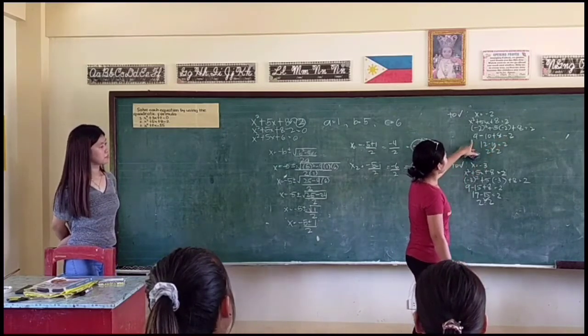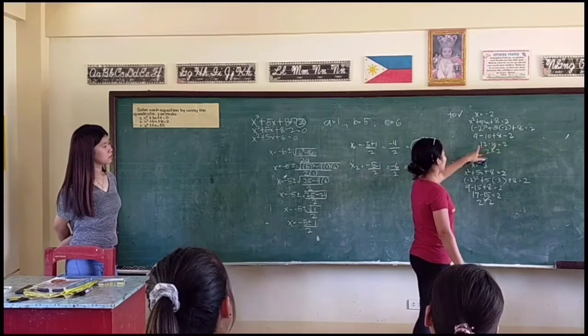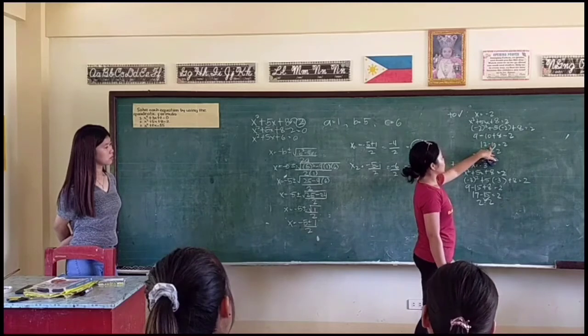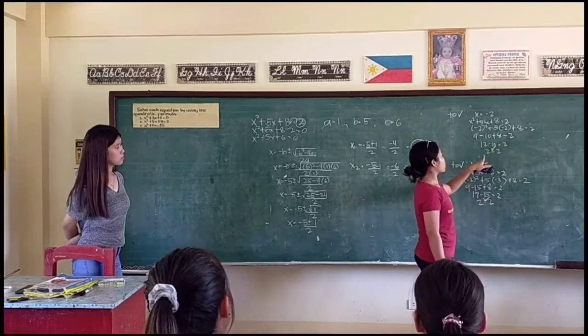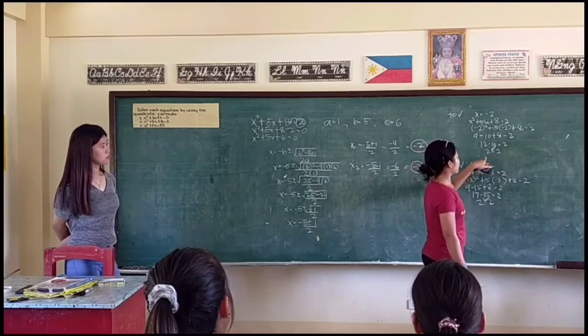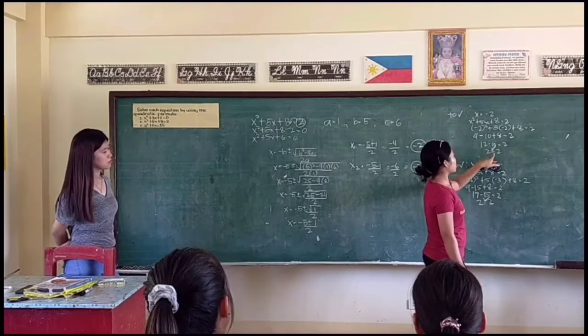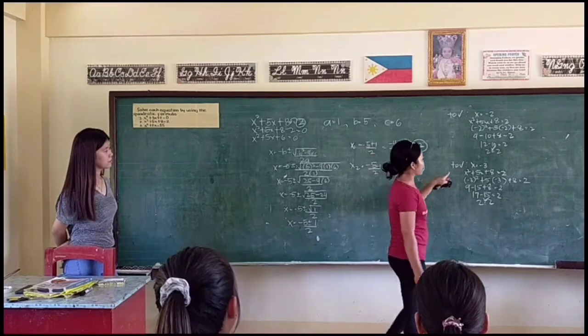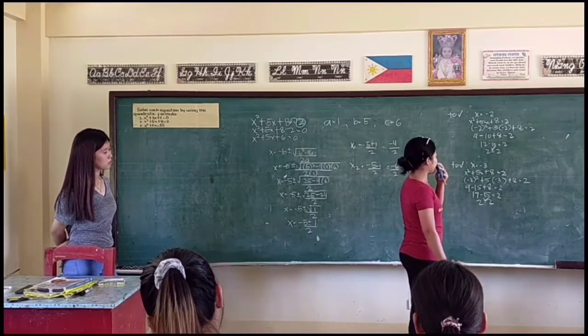So 4 plus 8 is equal to 12. Bring down negative 10, then equals 2. So we come up here, this 2 is equal to 2, so it means it is correct. The second value of x is negative 3.